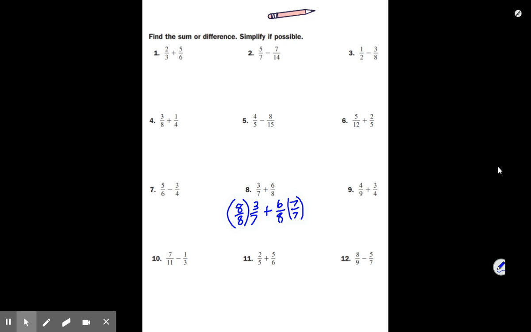8 times 3, everybody? 24. 8 times 7. 56. Thank you, Rebecca. 6 times 7, Rebecca. 42. And we must get that same exact number on our denominator. So let's take 24 and add it to 42. I think 4 plus 2 is 6, and then 2 plus 4 is also 6. So I want to say it's 66 over 56.